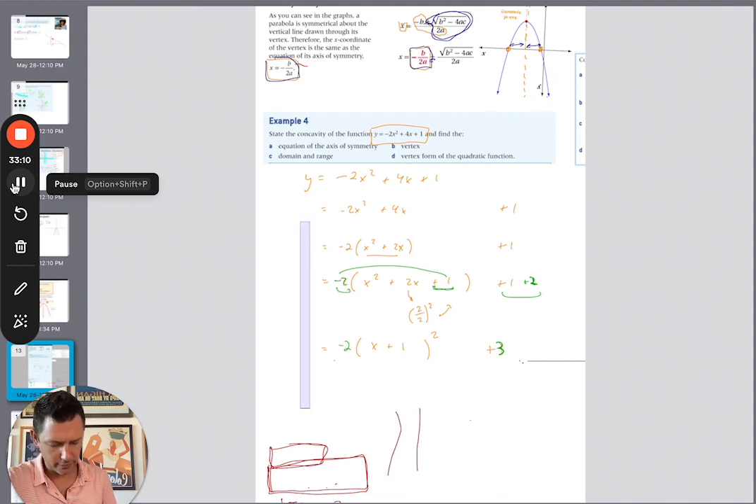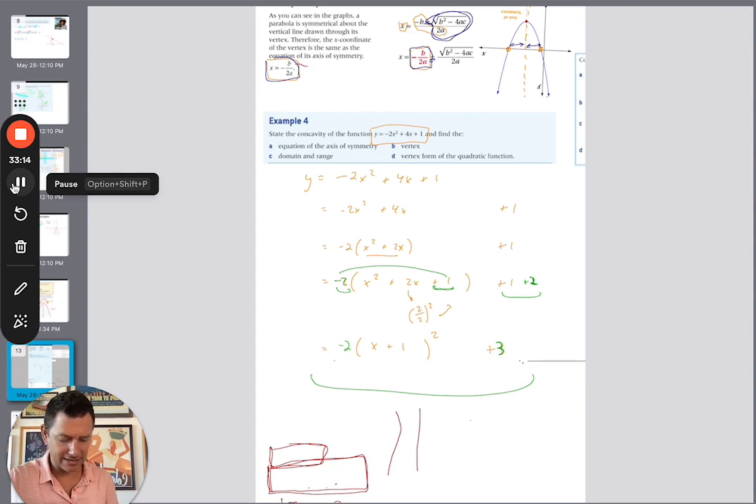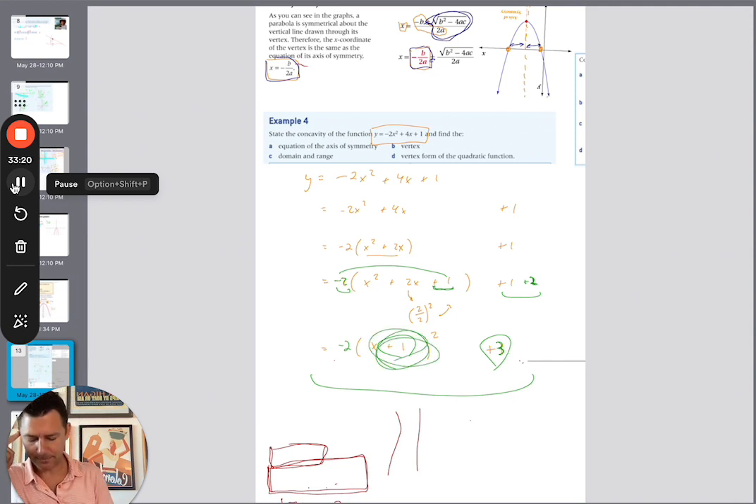Somewhere, you can fast forward. Cool, so that's completing the square, and in some cases, that's easier to find the vertex, because bam, bam, there's the vertex. Where's the axis of symmetry? Right there. Neat. Impress your friends.